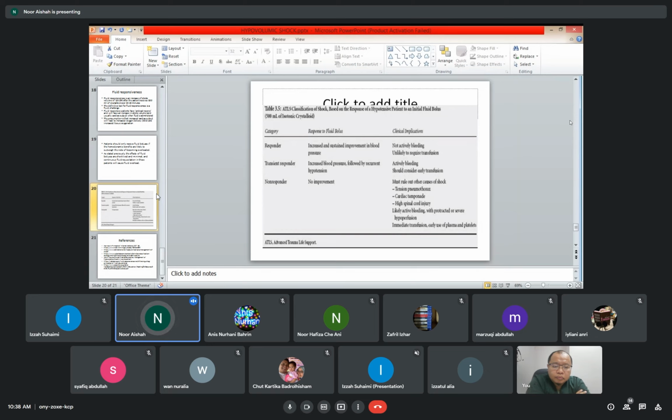That means the patient still has active bleeding, and we may consider the blood transfusion. And then the third category is a non-responder, which is no improvement in the blood pressure. And then you have to rule out the other causes of shock. Okay. So ini berbalik kepada apa yang saya cakap kat awak tadi.